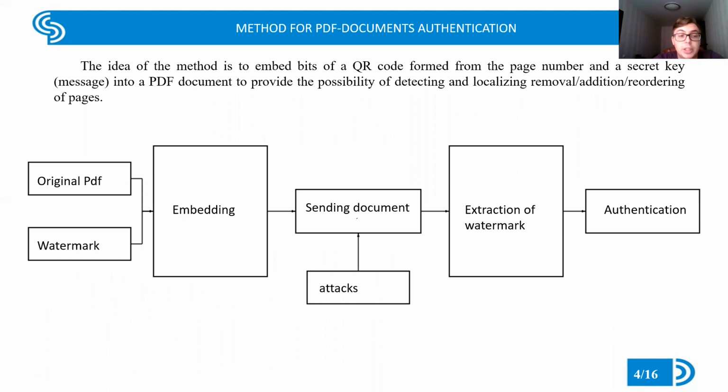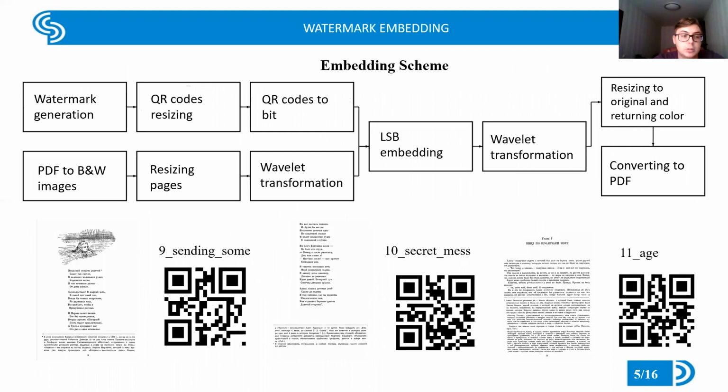The idea of the method is to embed the bits of a QR code formed from the page number and the secret key into a PDF document, to provide the possibility of detecting and localizing removal and additional reordering of pages.